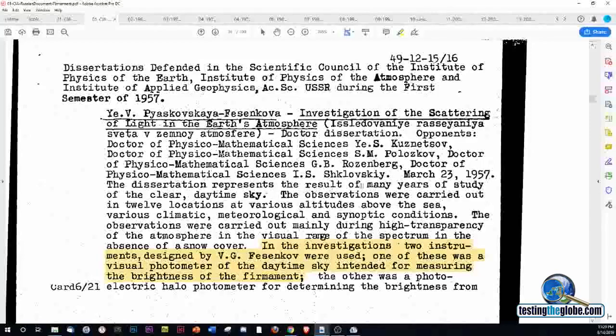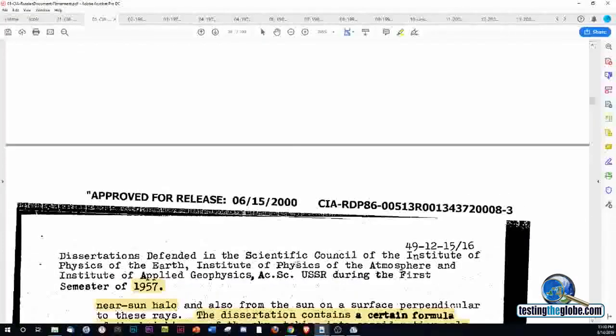The dissertation represents the result of many years of study of the clear daytime sky. The observations were carried out in 12 locations at various altitudes above the sea, various climatic, meteorological, and synoptic conditions. The observations were carried out mainly during high transparency of the atmosphere in the visual range of the spectrum in the absence of a snow cover. In the investigations, 2 instruments designed by V.G. Fezenkov were used. One of these was a visual photometer of the daytime sky intended for measuring the brightness of the firmament. Interesting. Trying to figure out the brightness of the firmament.